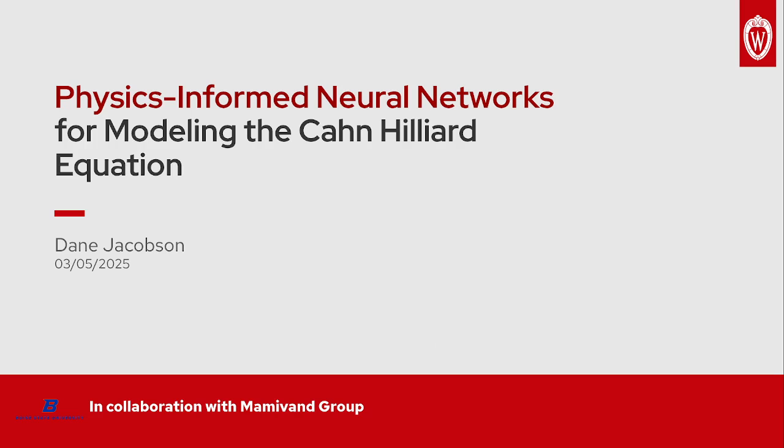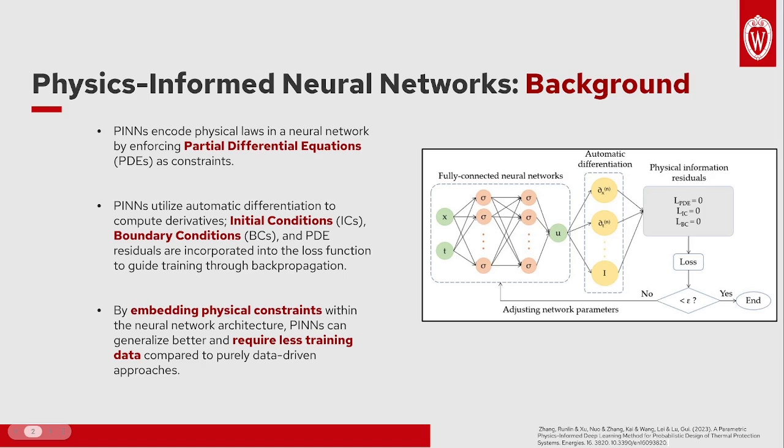First and foremost, this presentation assumes some basic knowledge of neural networks. With that out of the way, let's dive into some background. PINNs, or physics-informed neural networks, encode physical laws into a neural network by enforcing partial differential equations as constraints. Hence the physics-informed aspect of the acronym. As in typical neural networks, automatic differentiation is used to guide backpropagation. But this time, we use initial conditions, boundary conditions, and PDE residuals to guide training.